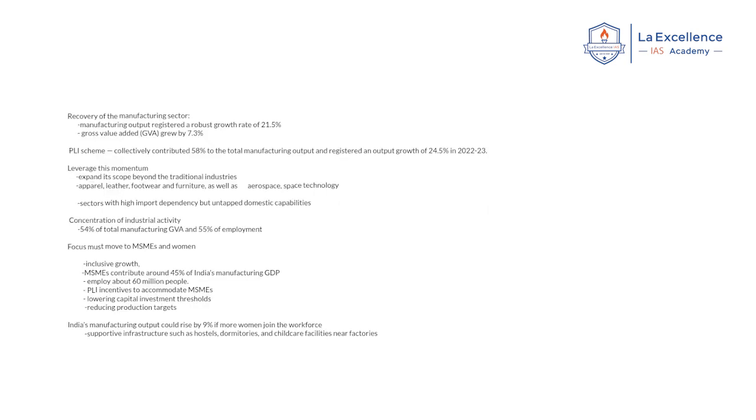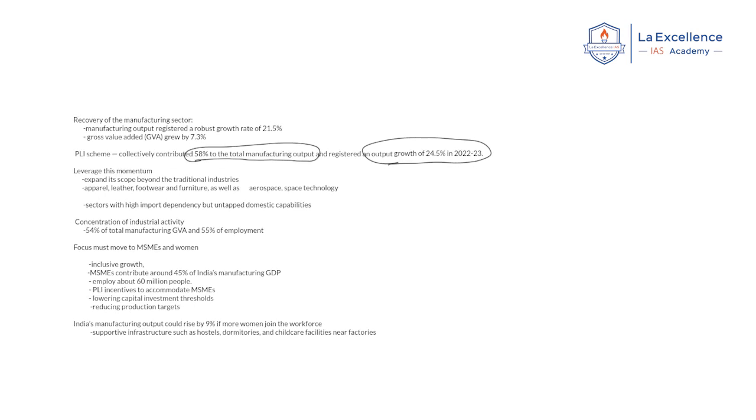Because of the PLI scheme, certain sectors such as textiles, pharmaceuticals and others collectively contributed 58% to the total manufacturing output and registered an output growth of 25% in 2023. This is because of the success of this PLI scheme. The author is saying that we have to leverage this momentum and expand the scope of this PLI scheme beyond the traditional industries, and include sectors such as apparel, leather, footwear, because these are employment intensive industries, and furniture. And new age sunrise industries such as aerospace and space technology, because these develop the R&D ecosystem also.